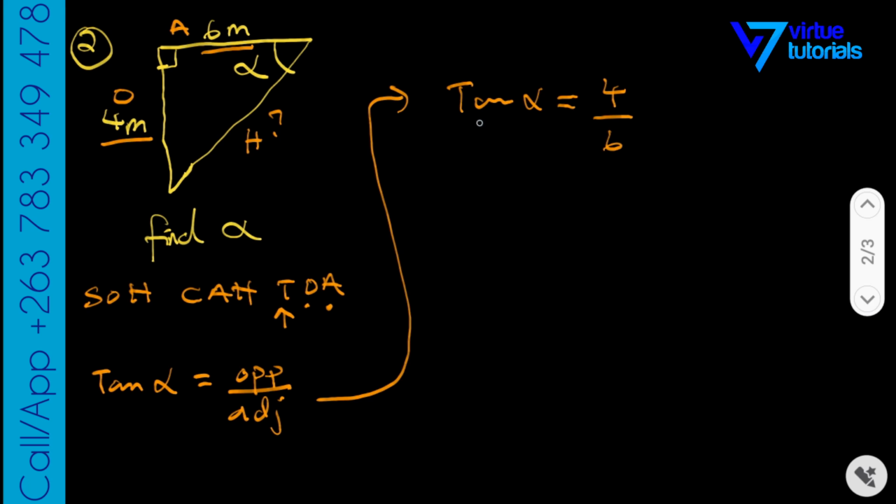And note that we're not looking for tan of alpha, we're looking for alpha, so we have to remove tan. So we take tan to the other side, it becomes the reverse of tan, which is arctan. And again, you put a little power minus 1 to denote arctan. So arctan of 4 over 6, you submit that to your calculator. Second function tan or shift tan, then your answer is 33.7 degrees.